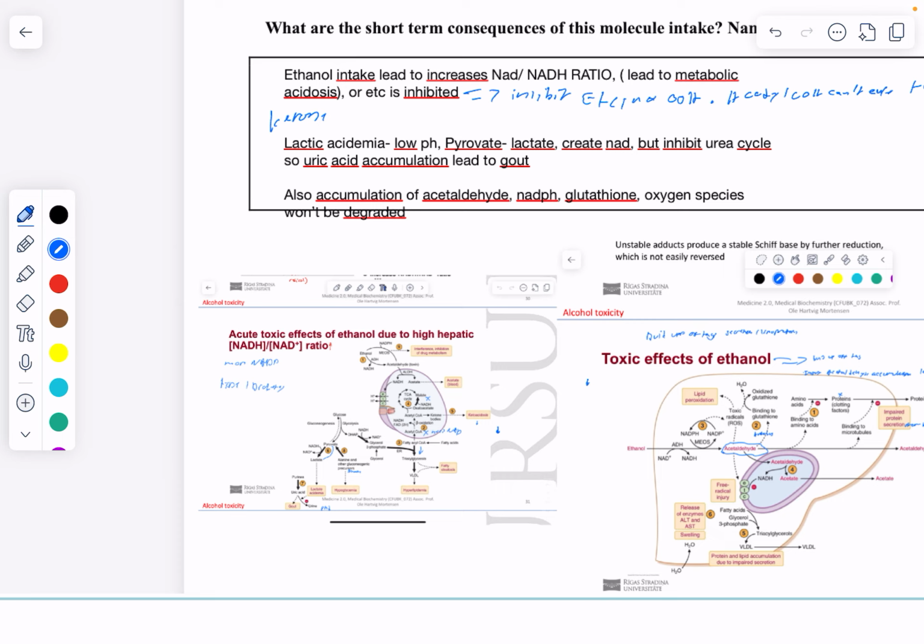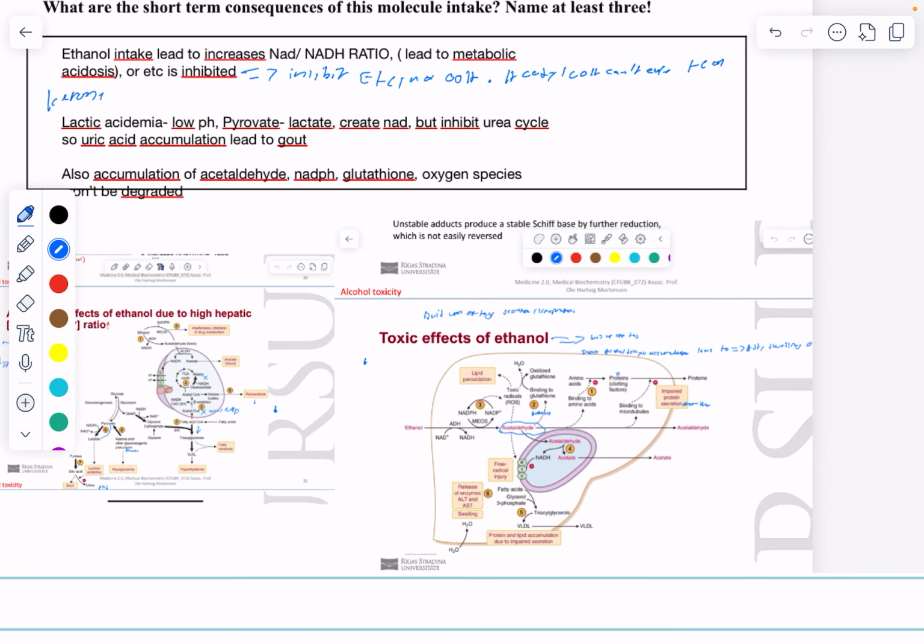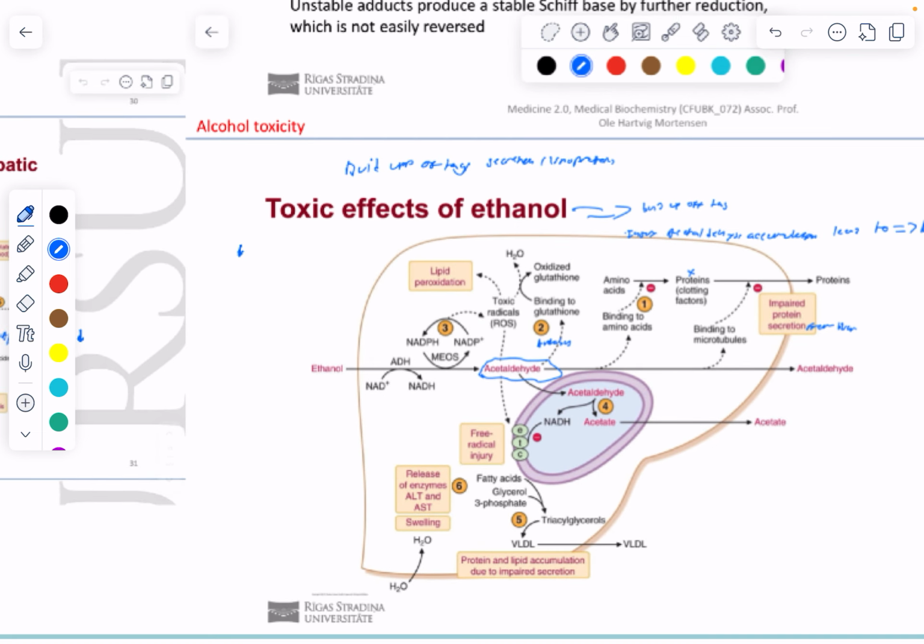Also, one of the other toxic effects of ethanol is that when the first reaction happens, by alcohol dehydrogenase we create acetaldehyde, and this acetaldehyde could do many things. One of the things is that it could bind to protein clotting factors and inhibit them. So in case of cell damage or hemolysis, the clotting factors can't be used, and we can't stop bleeding, so it will just lead to internal bleeding.